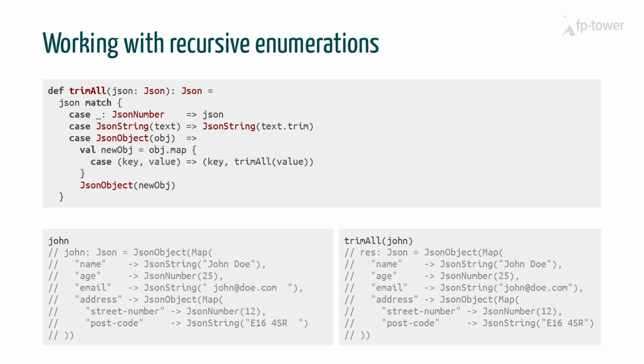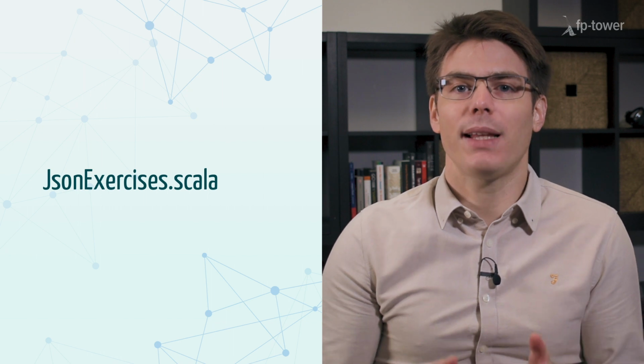Now if we call trimAll on our test user John, we see that both its email and postcode were trimmed, even if those fields are at different levels inside the JSON document. Great. So now it's your turn to practice working with JSON documents. Please open the file JsonExercises.scala in your favorite IDE.